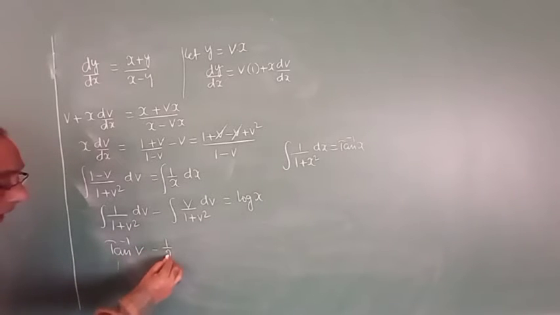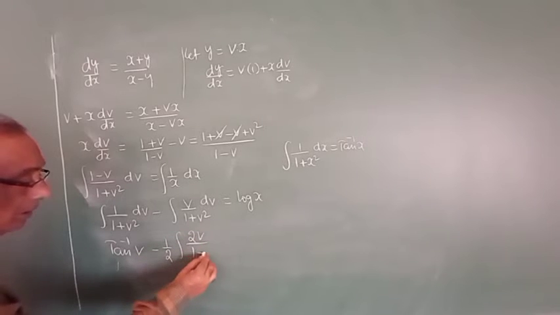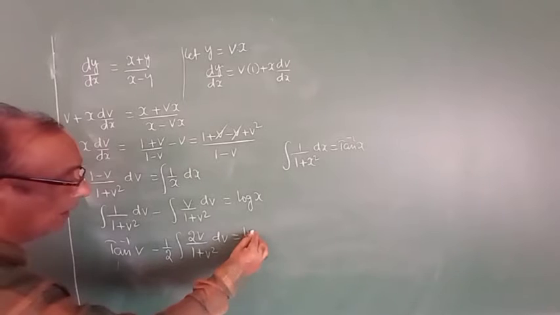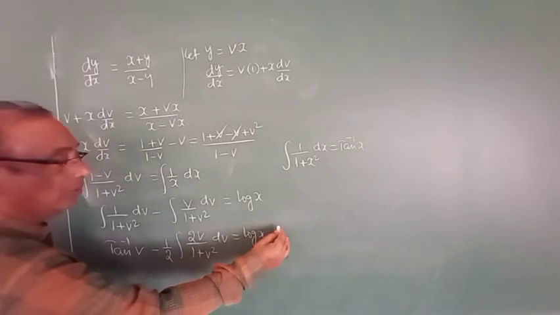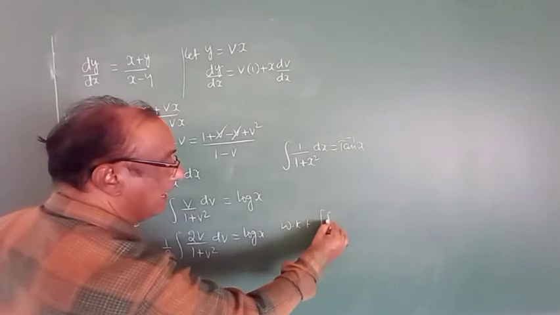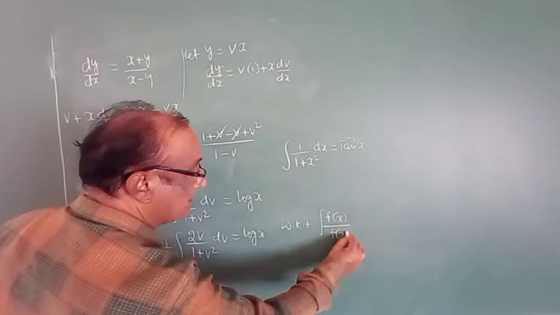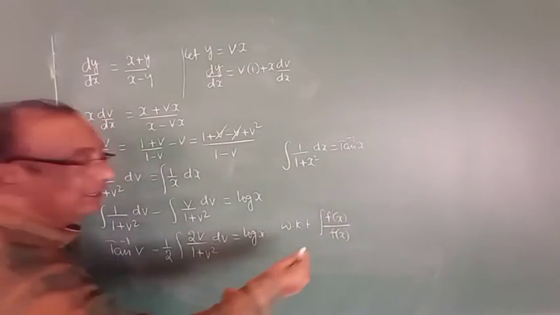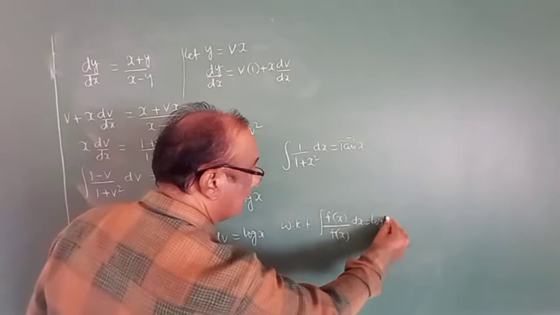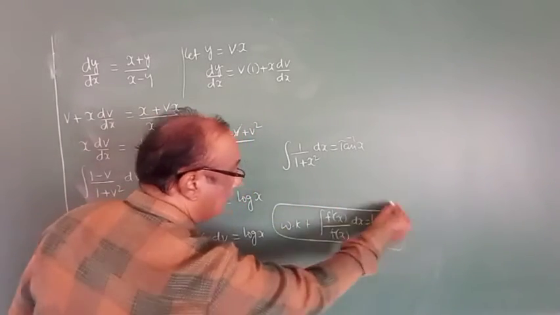Multiply with 2 and divide with 2. It is the formula: we know that the derivative of f of x divided by f of x, the numerator being the derivative of f of x, gives the log of f of x. We know that. Write down this formula and apply.